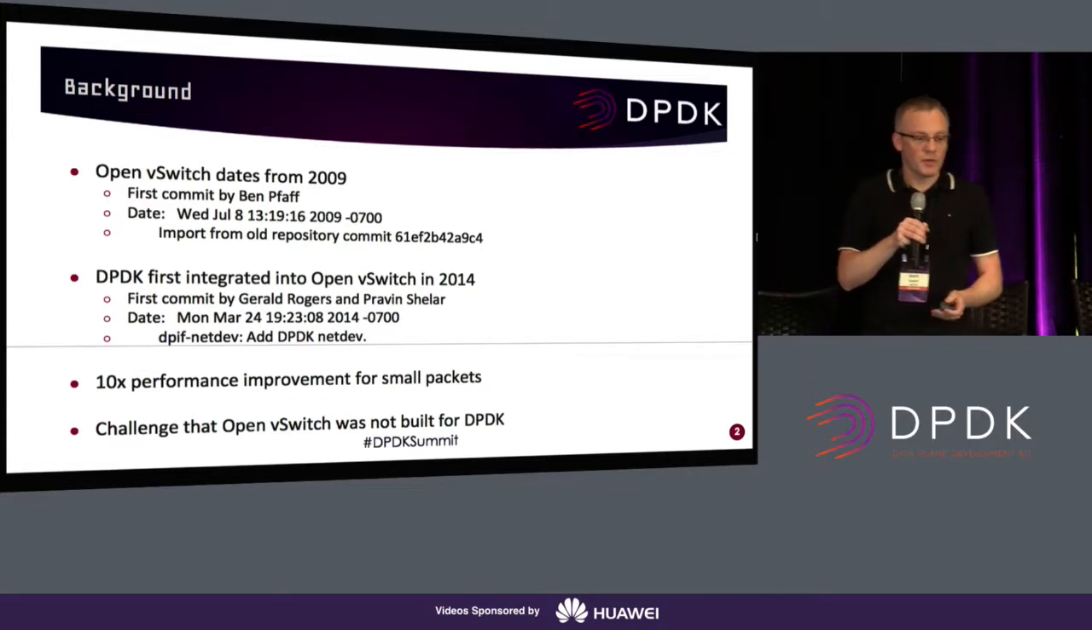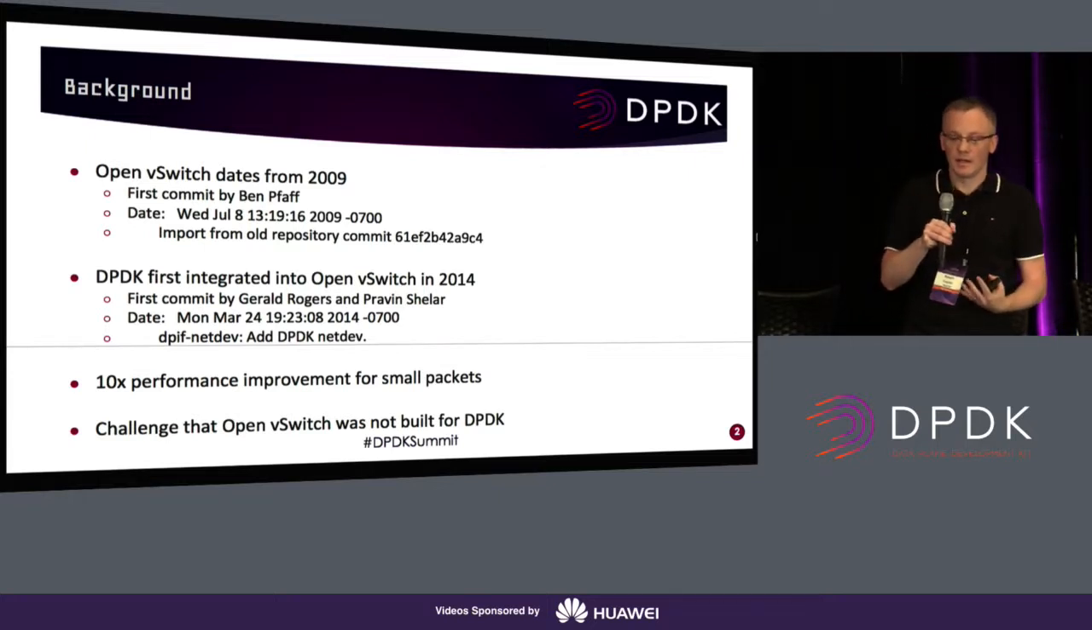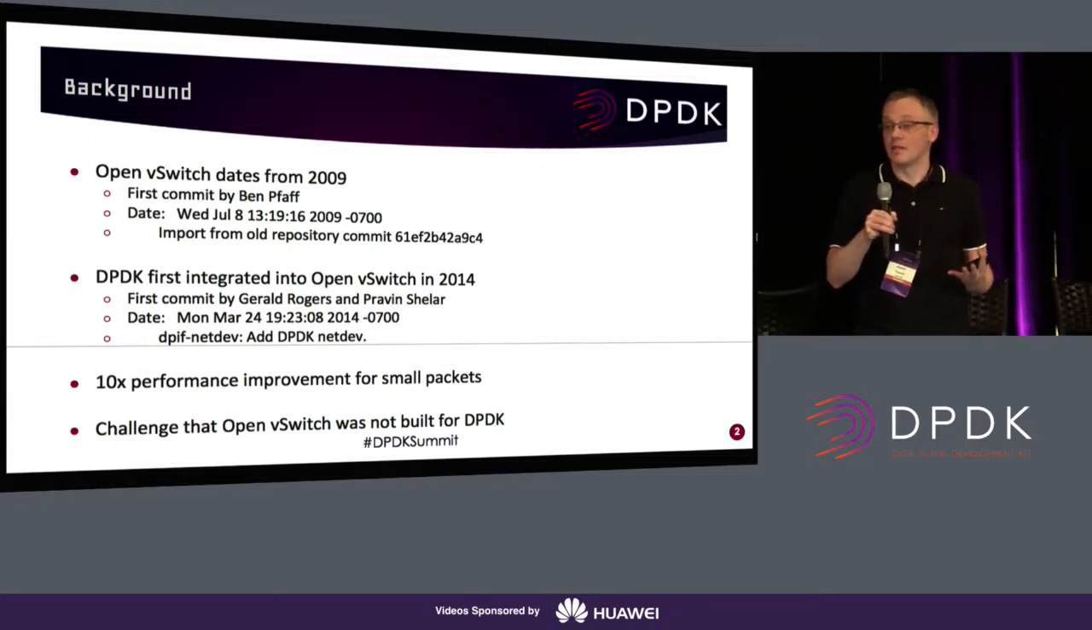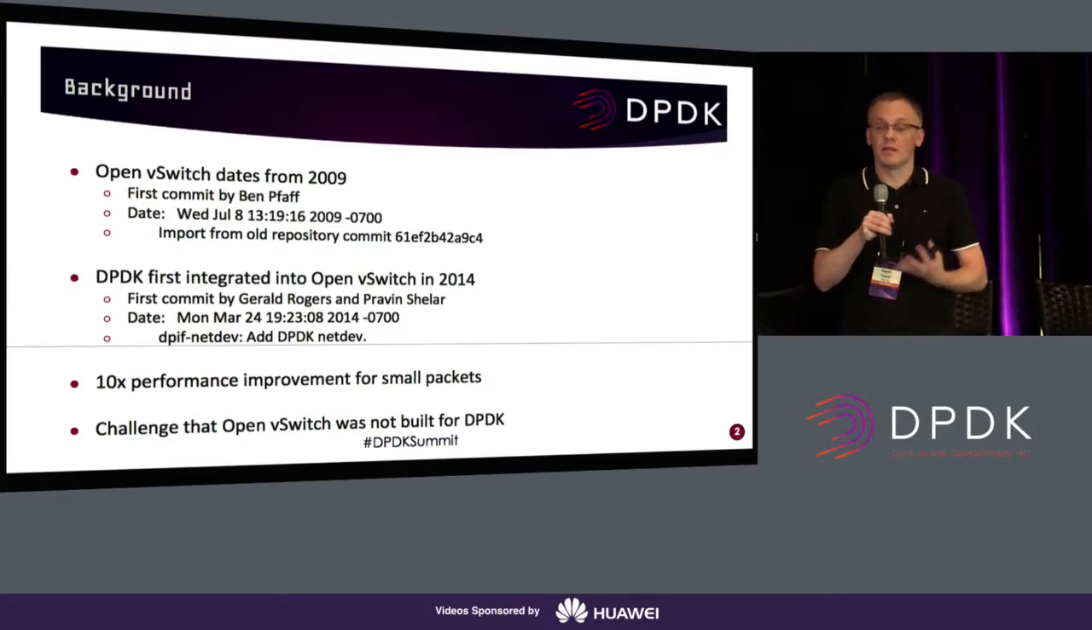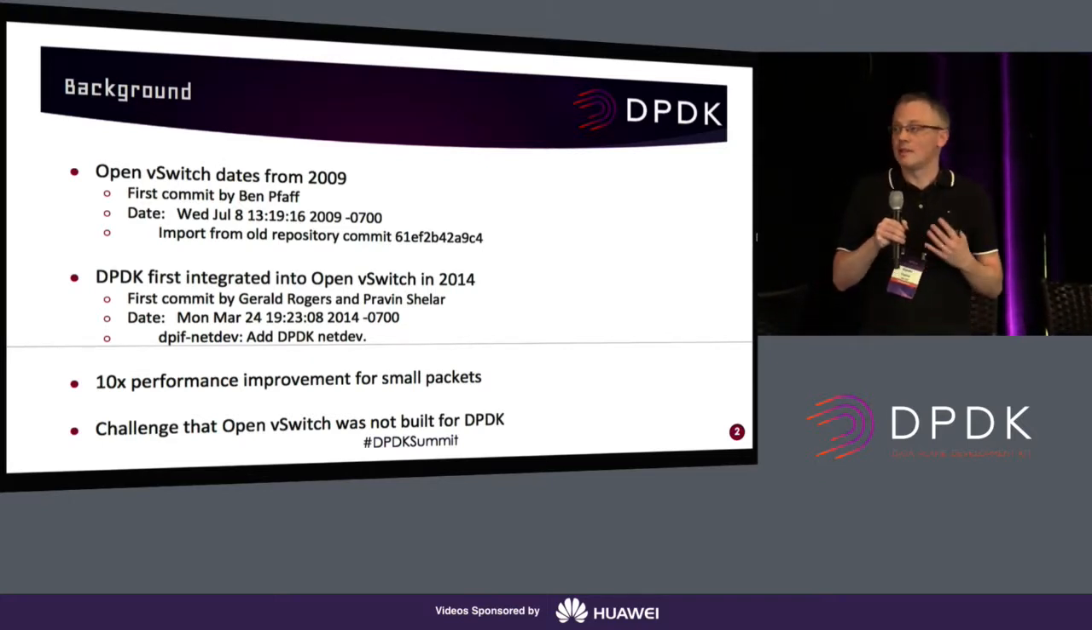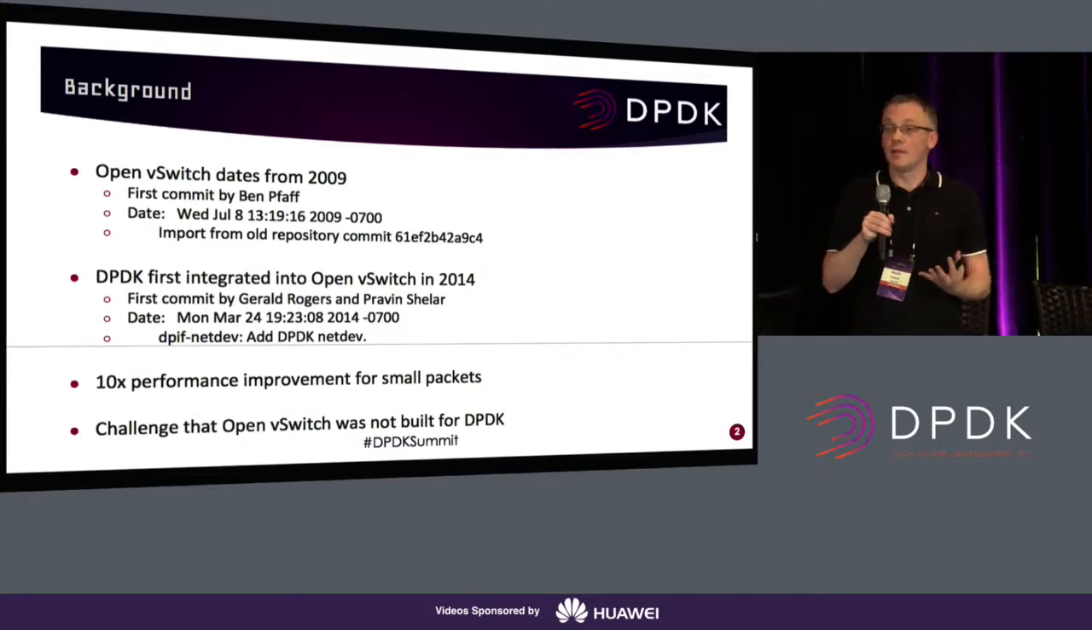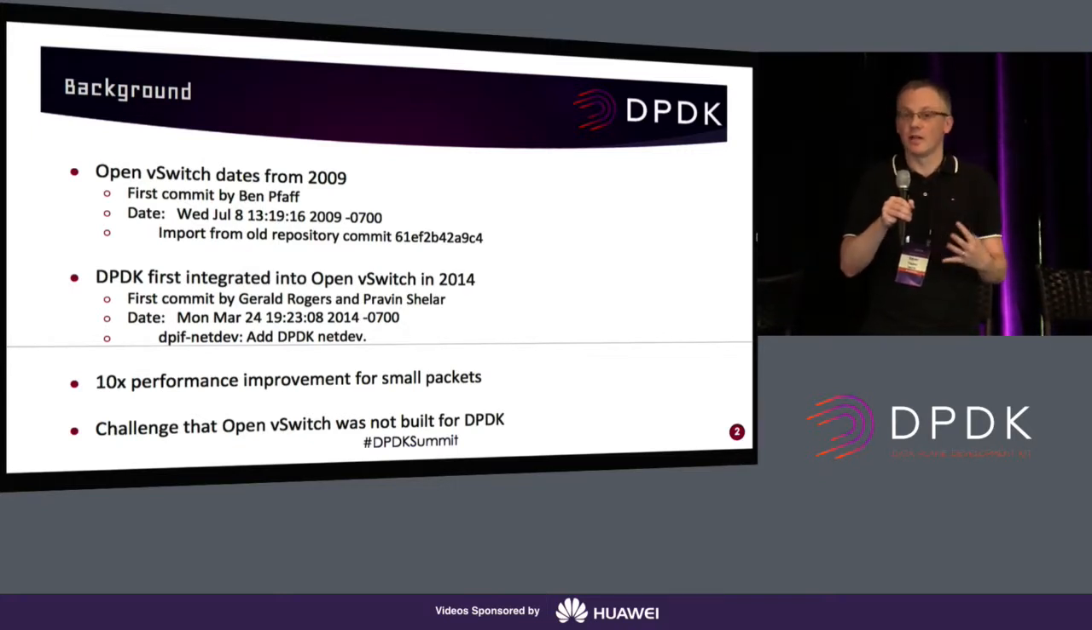Okay, so Open vSwitch dates back from 2009 or maybe even further. Ben can tell us later. But DPDK wasn't integrated into OVS until 2014. So at least a 5-year-old application, and then it has to integrate DPDK. And of course, the obvious reason why you'd want to integrate DPDK is the performance improvements. But the challenge is that OVS was not built for DPDK from the ground up. So it had a lot of infrastructure in place already, which makes it even harder to integrate something like DPDK.